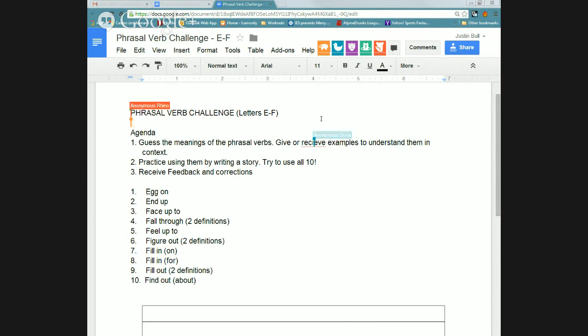Excellent. So, the plan is, just like my usual classes for the phrasal verbs, I only chose 10 because I want to have a little more time to practice these phrasal verbs. So we're going to guess the meanings of the phrasal verbs. If you don't know the meanings, I'm gonna give or receive examples to understand them in context, and then we're gonna practice using them by writing a story. And I'd like you to try to use all 10. And like always, I'll give you some feedback and corrections. All right? Any questions?